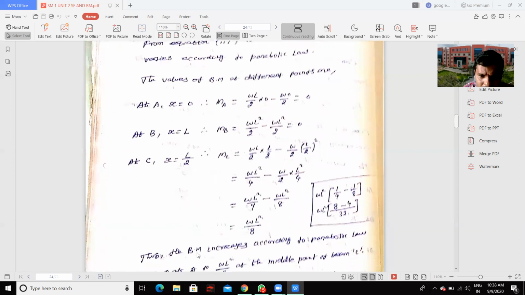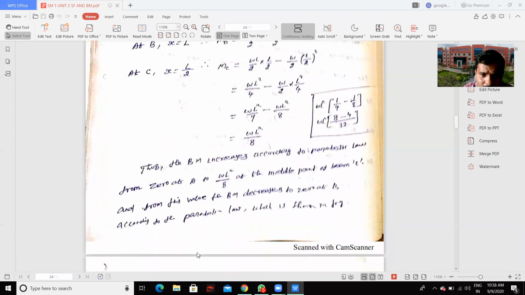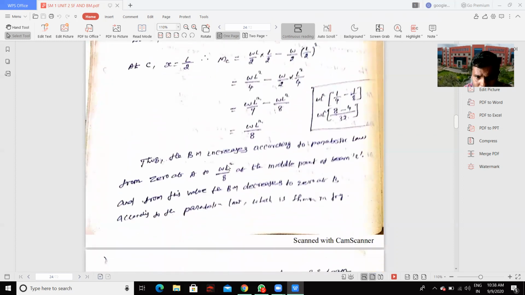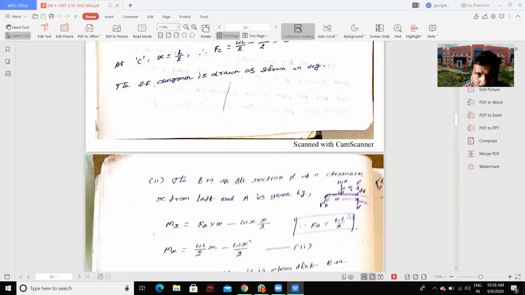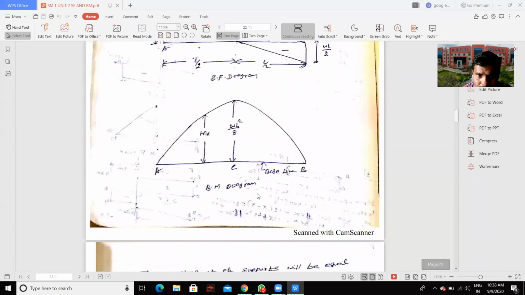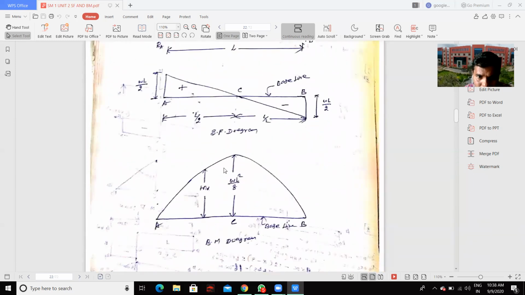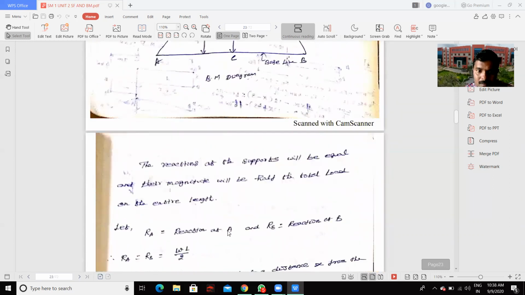Thus the bending moment increases according to the parabolic law from 0 at A to WL square by 8 at the middle point, and again decreases to 0. Here you can see the bending moment diagram. At point A it is 0, then it increases by the parabolic law to WL square by 8 at the center, and again decreases to 0. This is the baseline. The bending moment is a positive value, WL square by 8, so the curve is above the baseline. This is how you have to draw the bending moment diagram.